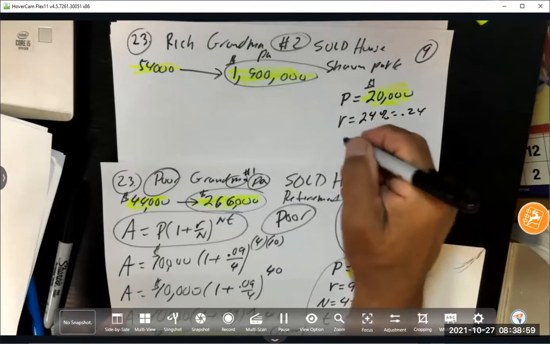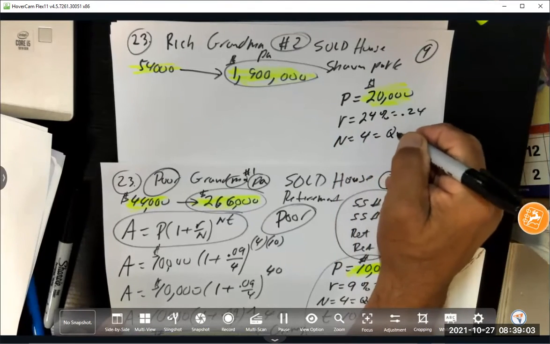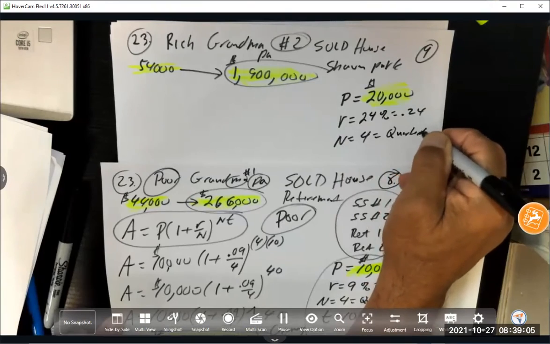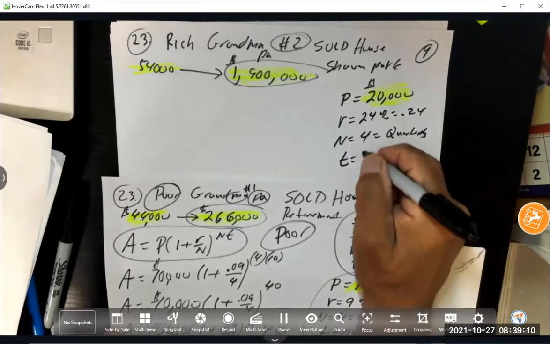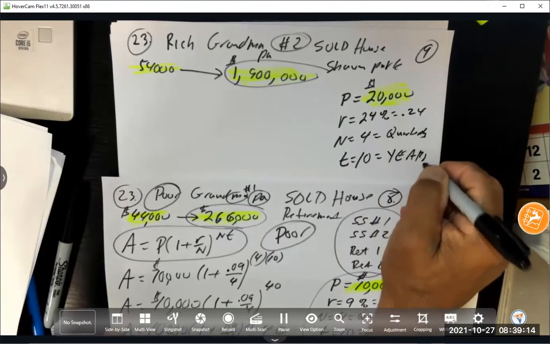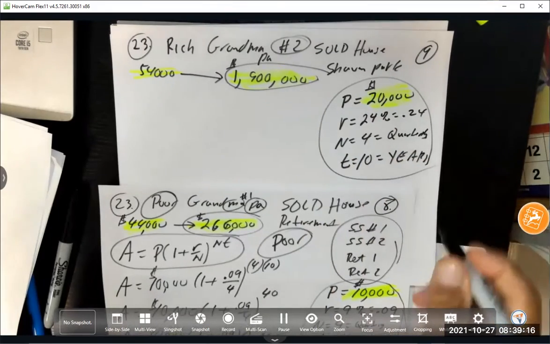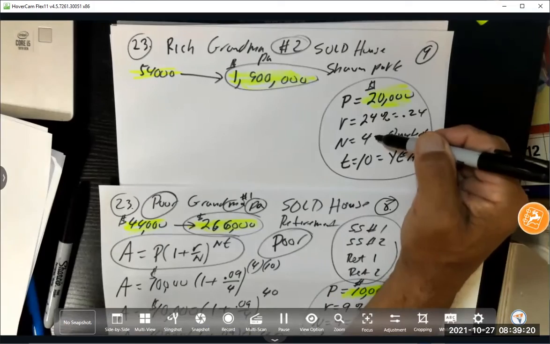And how long are they gonna leave it in there? Well, they said they're gonna do quarterly. Okay, that's fine. Quarterly, all right. And how long are they gonna leave the money in there? 10 years. That's what we're gonna do too. So we're gonna do the same thing as your other grandma. Different things, but more money, different interest rate at the same time, same compounding.